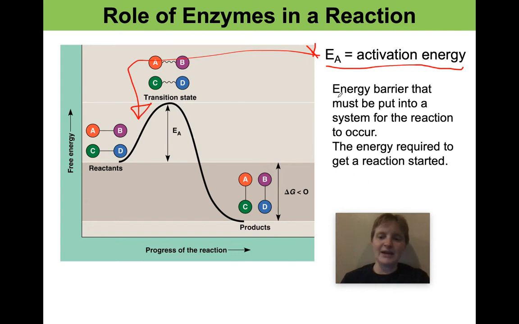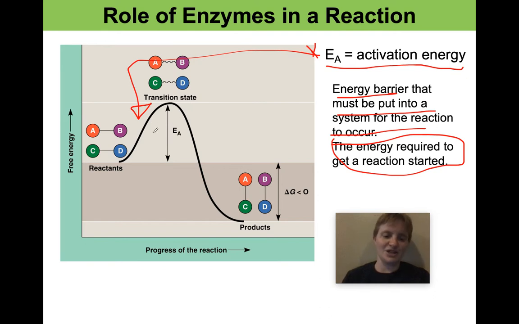This is an energy barrier that has to be put into the system for the reaction to occur. This is how I usually put it, by the way: the energy required to get a reaction started. That's my activation energy. So I want you to notice the reaction is actually exergonic. This is actually an energy releasing reaction. I lose energy in this reaction. But you'll notice there's an energy input, an energy required to get the reaction started.